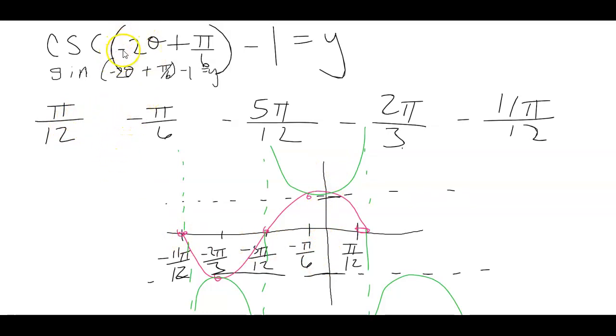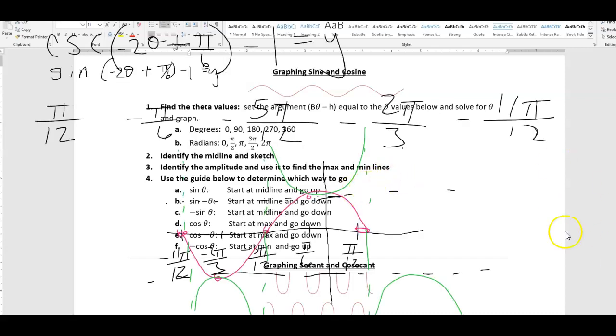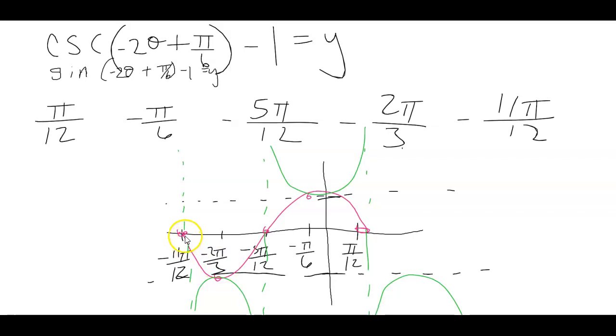It's the fact that we have a negative in front of our theta. And when you have a negative in front of your theta, with sine, which is what we're graphing, you start at the midline and you go down. So you'll notice that for me, I start at my midline, which is 0, but for you it would have been negative 1. So you should have started at negative 1, then went down to your minimum, and then back up to your midline, then back up to your max, then down to your midline. So your sine wave should have went like that. And then the green little parabolas that I put on there, those are the actual cosecant graph that you see at the top. So that's the end of that one.